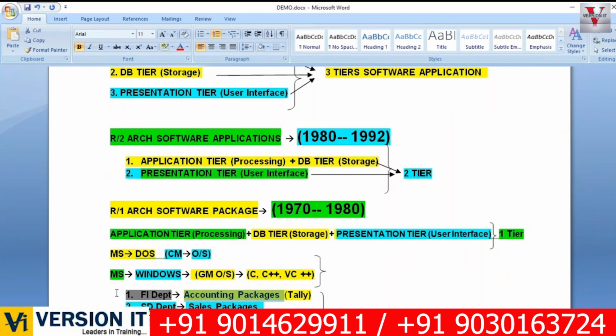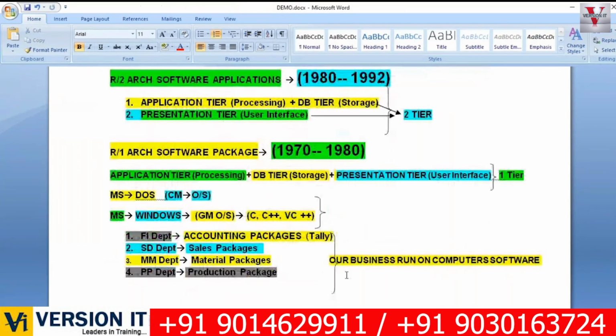Accounting package. Today also we have a lot of accounting packages. What is the name of a famous accounting package, guys? What do you have today? We call it Tally. Heard about it? Tally, Wings, Focus. Yes, everyone knows it.